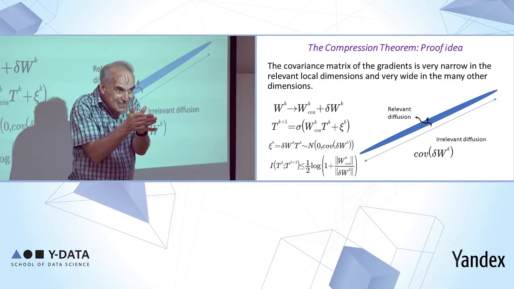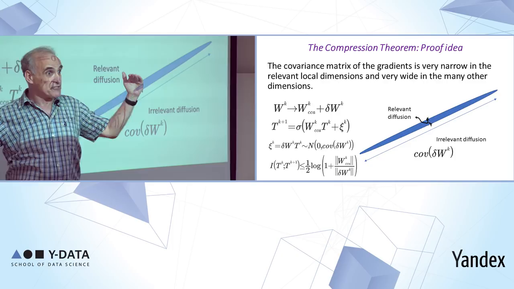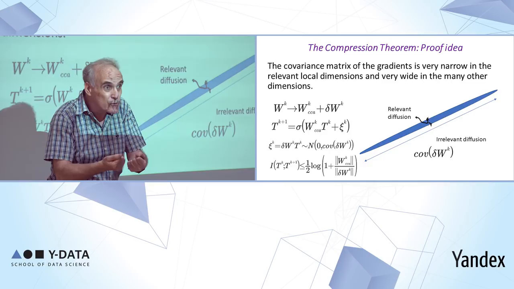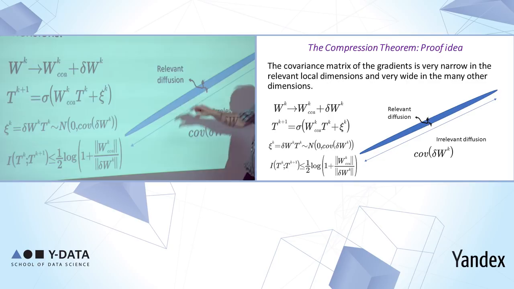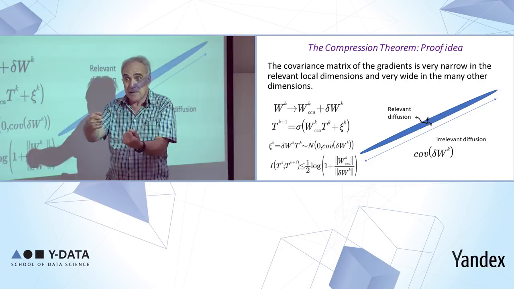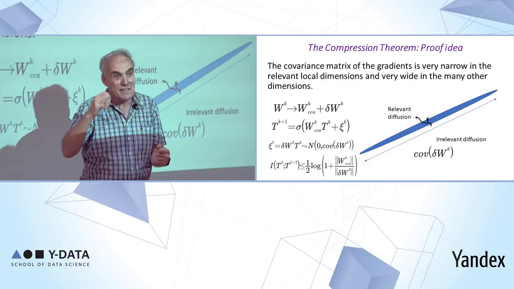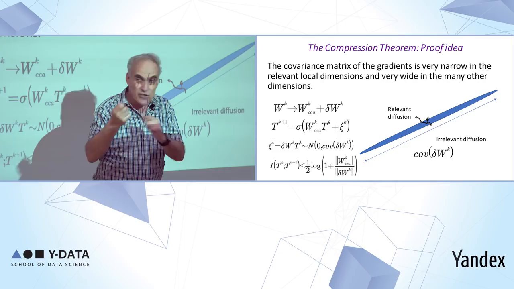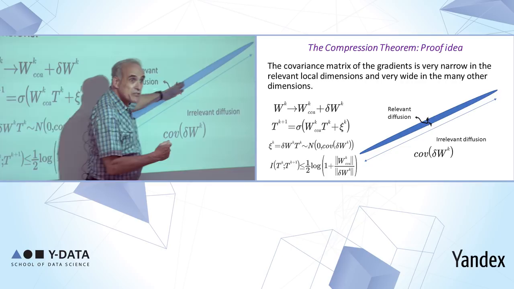Now, in the first phase, you actually fall into this canyon. In the second phase, you start to diffuse. So where is the diffusion most effective? If I look at the covariance matrix, it's very narrow in the relevant dimension, and it's very wide in the irrelevant dimension, because then I can make changes in my weights without hurting the error. Because these are irrelevant dimensions. I don't want my label to be sensitive to the fact that I have glasses or not. So changing this will not affect the error, and therefore I'm starting to diffuse mostly in the irrelevant dimensions.